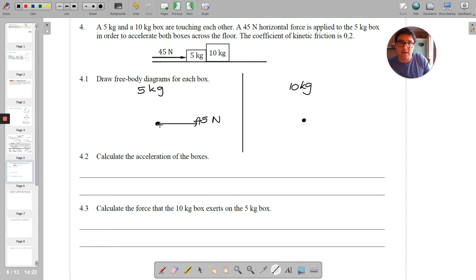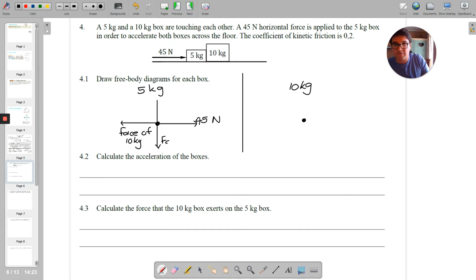Now, what will the 5 kg experience otherwise? It will experience a force from the 10 kg on itself. So that would be our other force that we would represent, the force of the 10 kg on the 5 kg. Okay. So then it would also have a normal force that it experiences as well as a gravitational force. So those are the other two forces that we have to represent on this diagram.